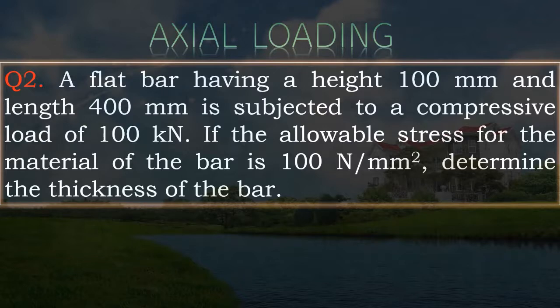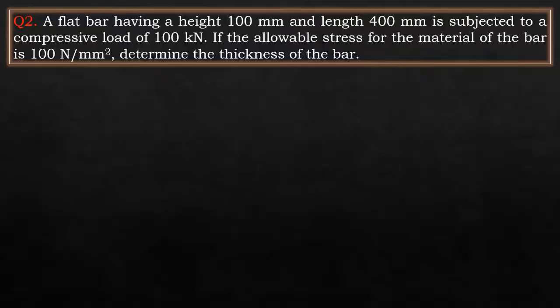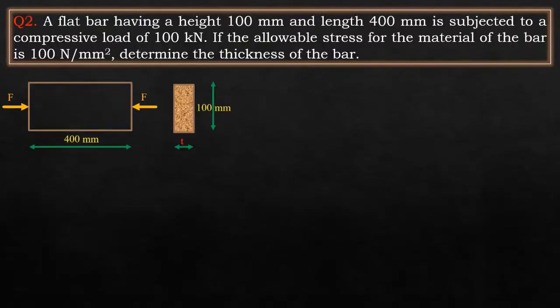thickness of the bar. It is understood from this question that this time, instead of circular cross section, a rectangular cross section has been given in this numerical. Also, here the load applied is axial tensile load. Let us start the problem by writing down the given data. So this is the diagram where the load is applied. In this case, the load applied is compressive load, axial compressive load of 100 kilonewtons.